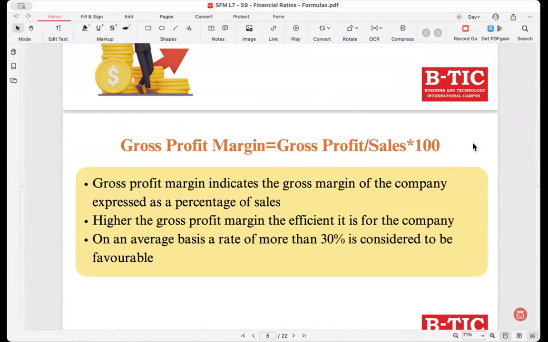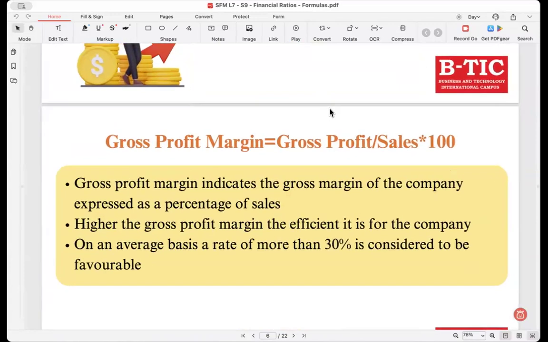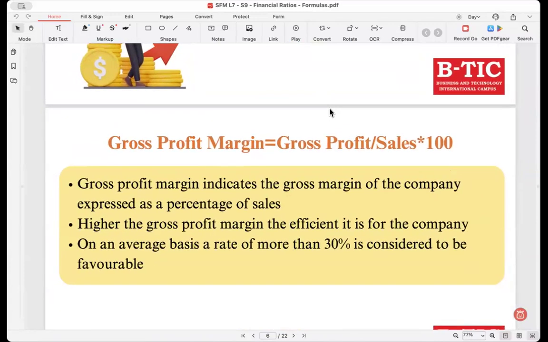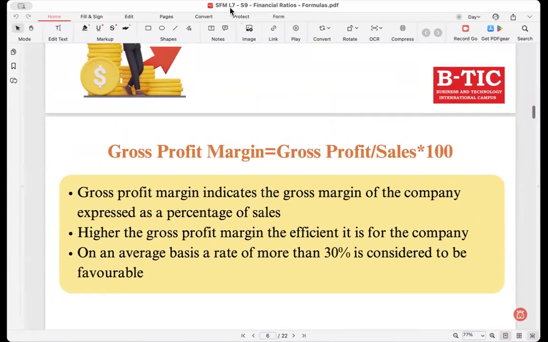I believe I showed you an annual report. Have I shown an annual report to you? The financial statements? Did I? Yes, I did. Okay. So in the income statement, you will be able to find the gross profit. So as I said, it's very easy. You just need the annual reports. Just go through it. Just see where the things are.